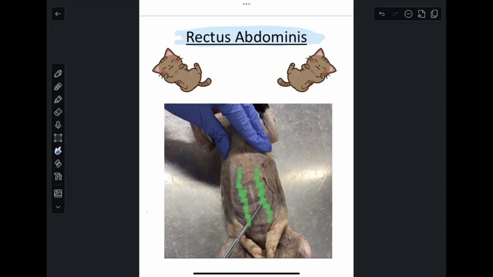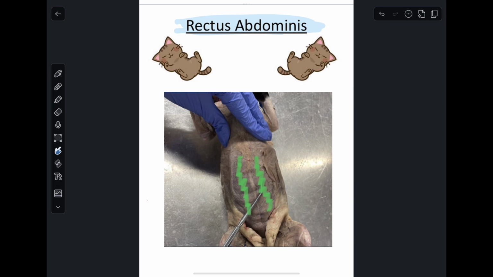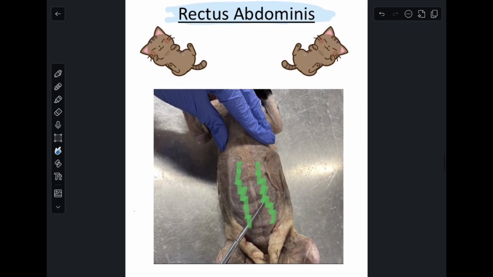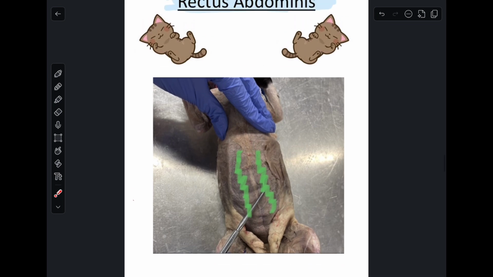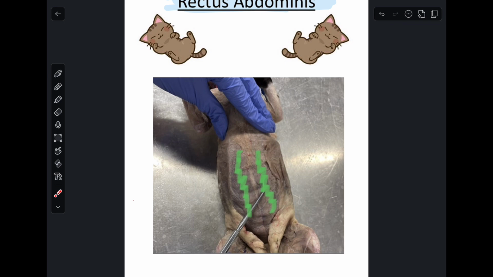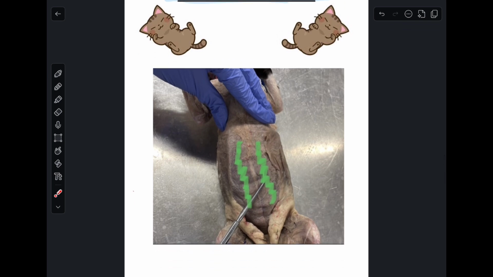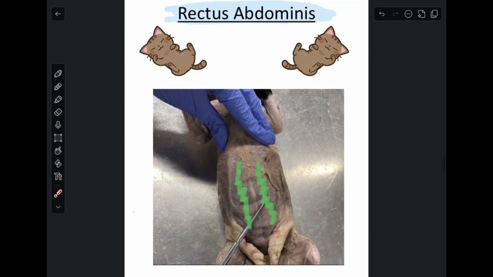So now these are the same muscles but in the cat model. You can see here, this is the rectus abdominis of the cat. So it would be right here. Okay, so you could see there's gonna be the left side and the right side highlighted in the green below.